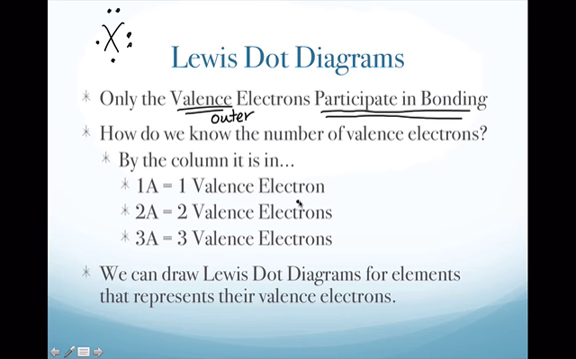So if it's in 1A, it has 1 valence electron. If it's in 2A, it has 2. 3A would have 3. 5A would have 5. So you just use that column heading to tell you how many valence electrons it has.